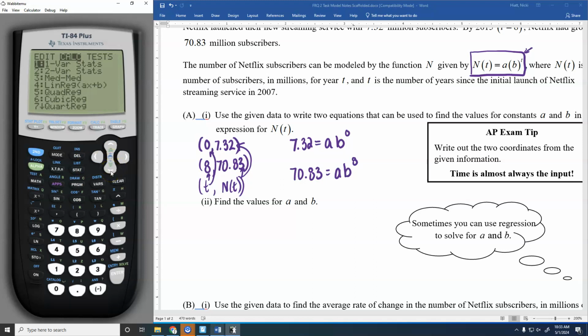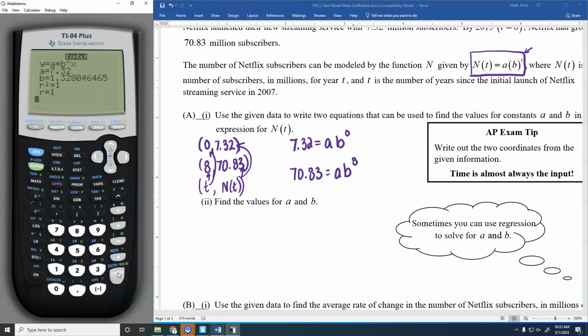LinReg's going to give me a line. What do I want for this one? I want ExpReg because I want exponential regression. So I'm going to go down here to ExpReg, L1, L2. It's best to just go ahead and store this in Y1 every time. You may or may not need it, but it'll be there if you do. So for store regression equation, how do I get to Y1? Alpha, trace, Y1, and then calculate.